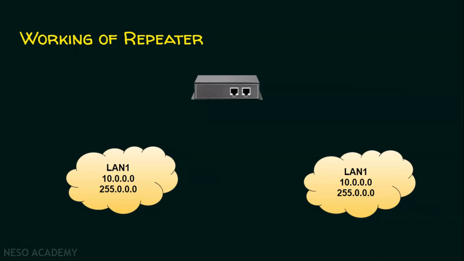In that case, if building number 1 has 10 computers and building number 2 has 10 computers, and we want the 10 computers in building number 1 to communicate with the 10 computers in building number 2, they are in the same network.